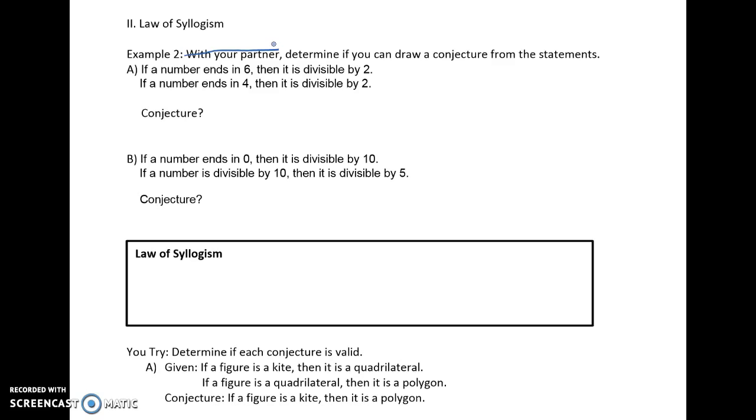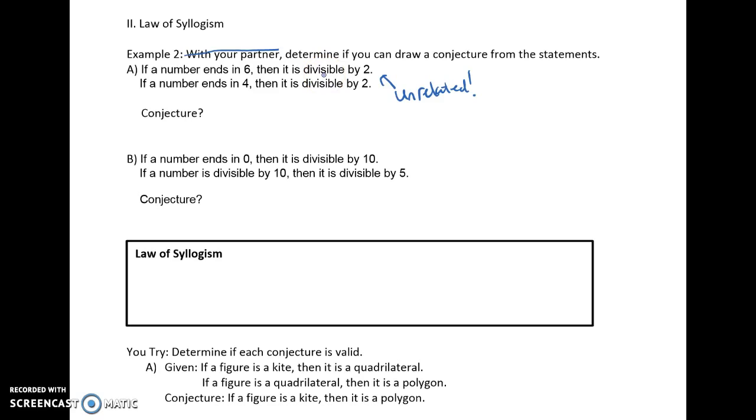Well, hopefully you saw that A leads to no conjecture, but B does. If you look at A, if a number ends in 6, then it is divisible by 2. If a number ends in 4, then it is divisible by 2. These are two completely unrelated statements because there's no link between the two.